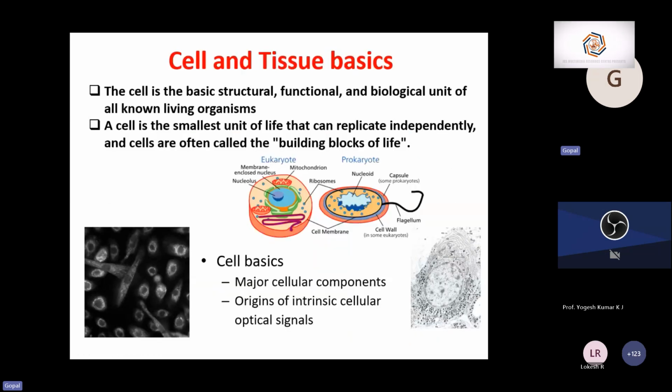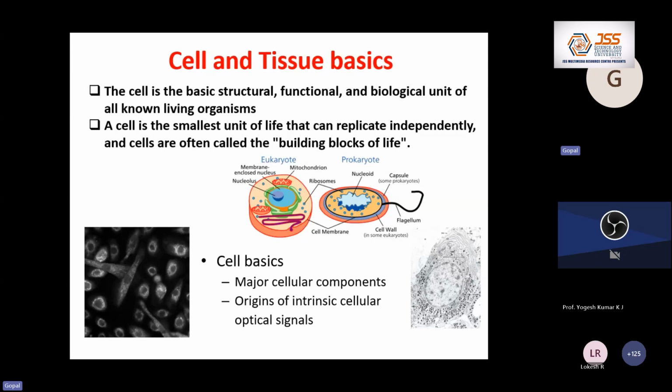Then cells and tissue basics. I don't go into the details of this, because for using nanomaterials plus biophotonics, one must know the basics of biology. Cell is the basic structural, functional, biological unit of all known living organisms. Cell is the smallest unit of life that can replicate independently, and cells are often called the building blocks of life. It is very much similar to atoms in materials or nanomaterials.